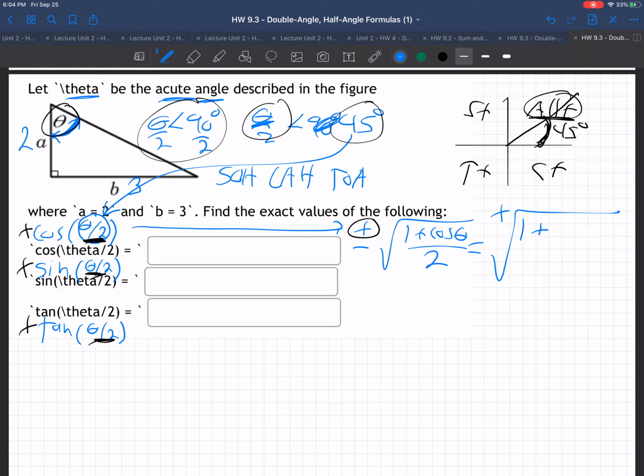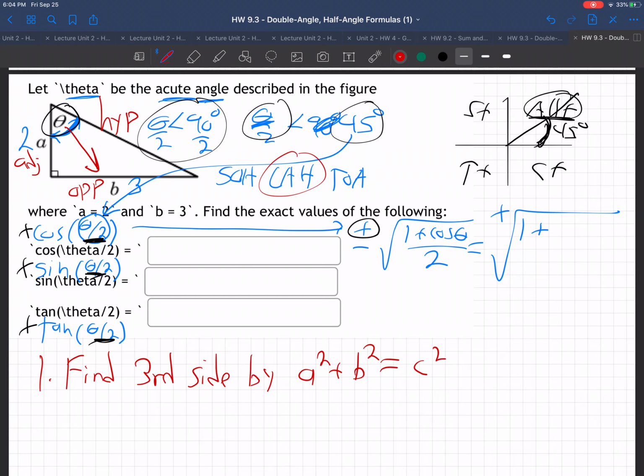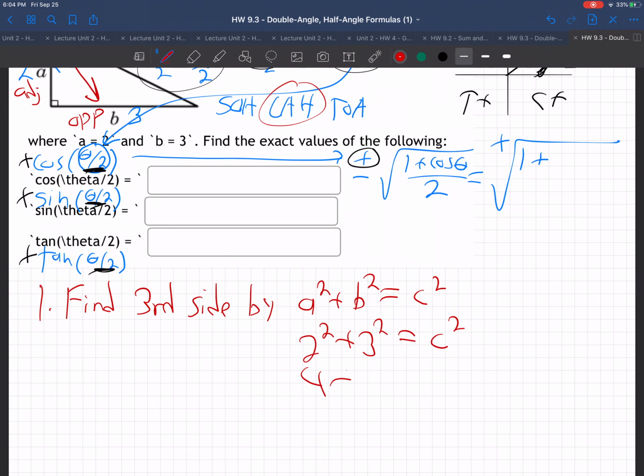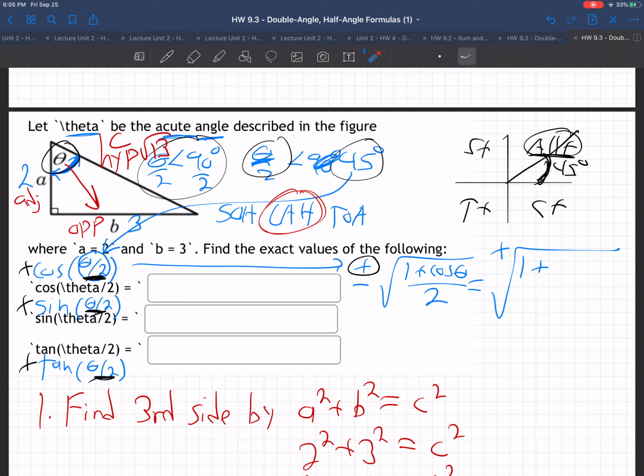So, step 1, find the third side by the Pythagorean theorem, a squared plus b squared is c squared. So we've got 2 squared plus 3 squared is c squared. This is the hypotenuse c. So that's going to be 4 plus 9 is c squared, 13 is c squared, root it. C is the root of 13. So c up here is the root of 13. So now, cosine is adjacent over hypotenuse. This is adjacent, this is hypotenuse. Must be 2 over root 13.